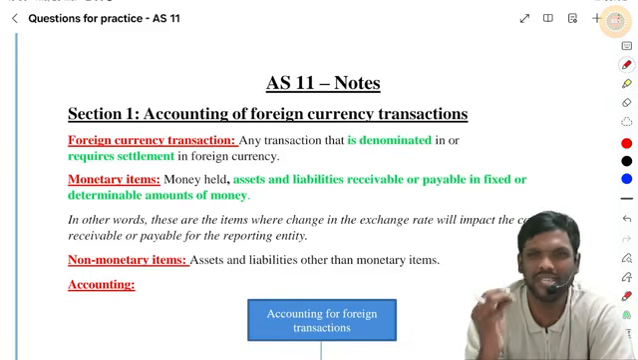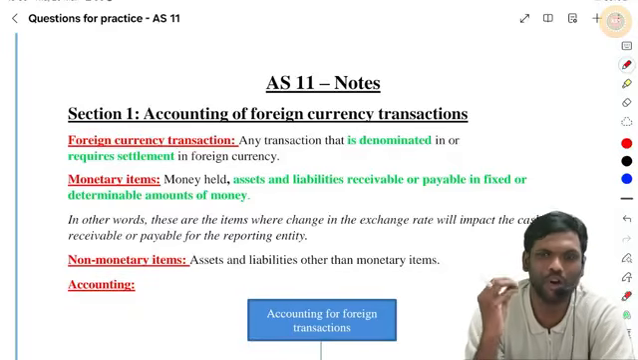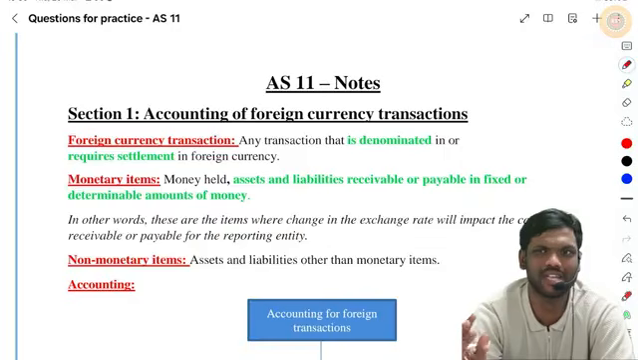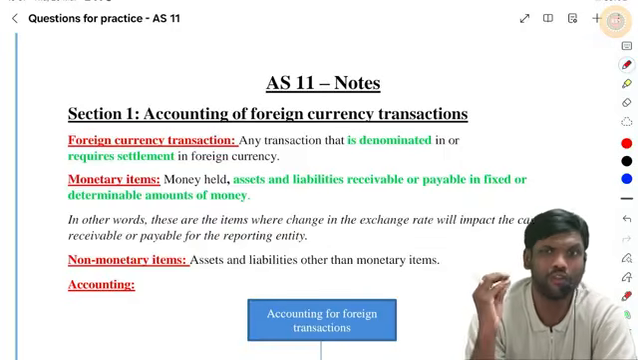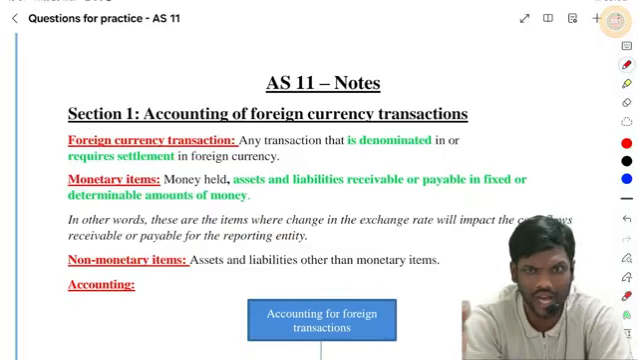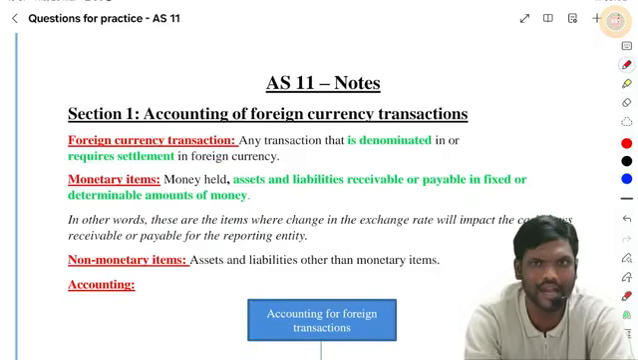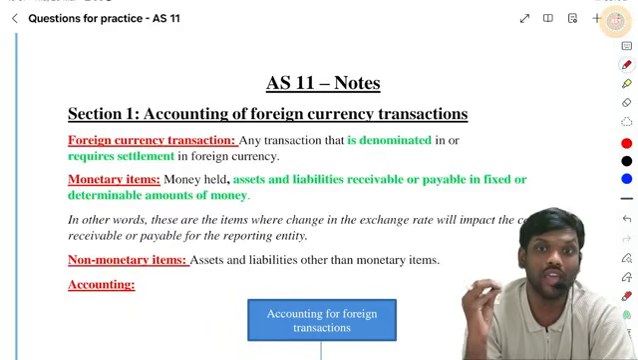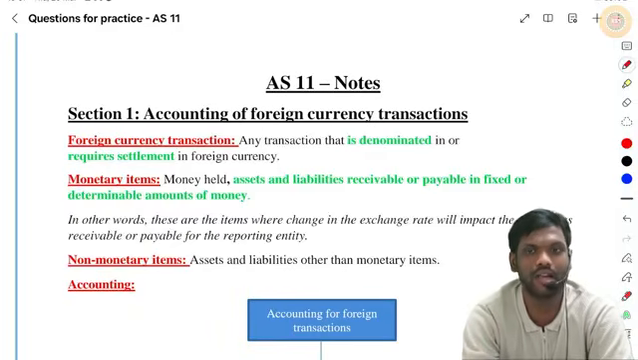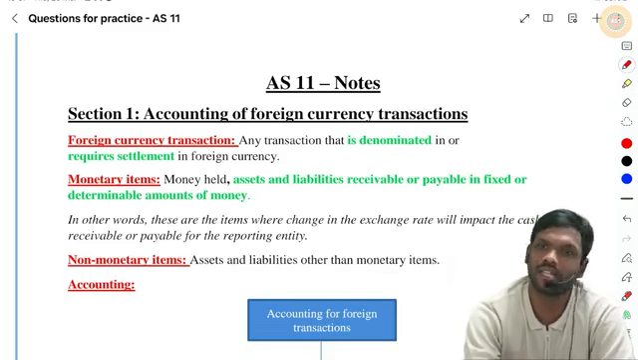In simple terms, keep it like this: any transaction, be it buying goods, selling goods, borrowing money, lending money, if it is expressed in a currency other than INR, because for Indian companies the local currency is INR, becomes a foreign currency transaction. Any transaction which is either expressed or needs to be settled in a currency other than INR becomes a foreign currency transaction.